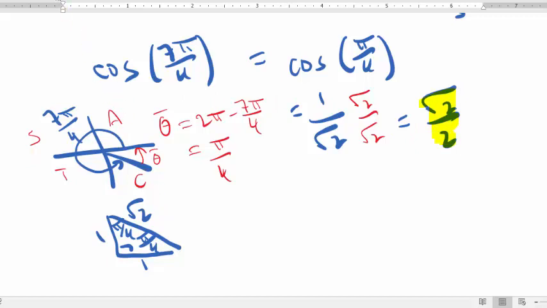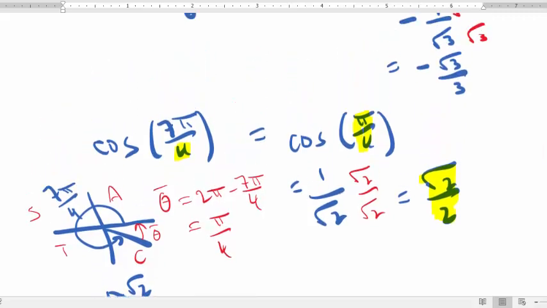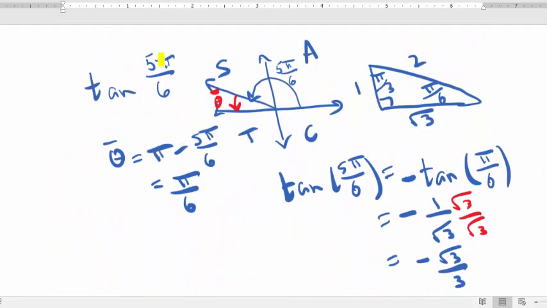And what you might have realized with these is when the denominator was 4, our reference angle always ended up being pi over 4. And that's always going to be the case. And in the last one, our denominator was 6. So when we have that, our reference angle is always going to end up being pi over 6.